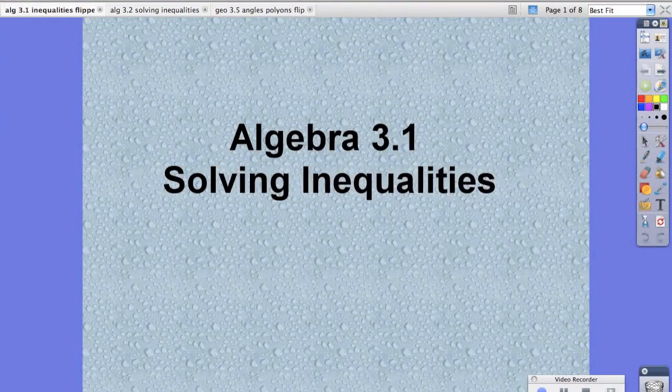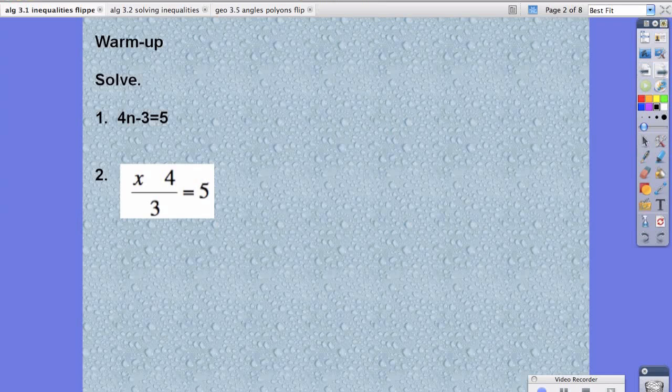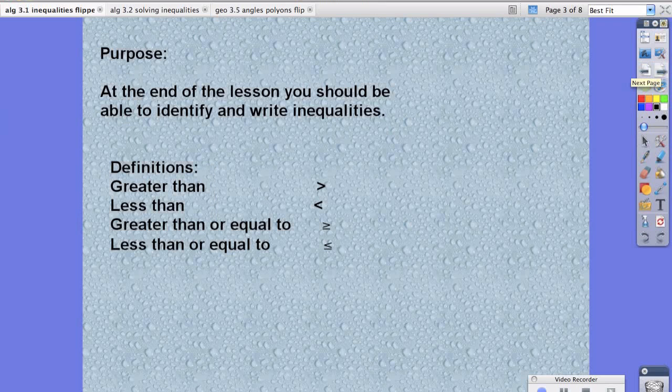Hello students, today we are going to talk about solving inequalities, which in your book is Chapter 3, Section 1. So the purpose of this lesson is that you should be able to identify and write inequalities.